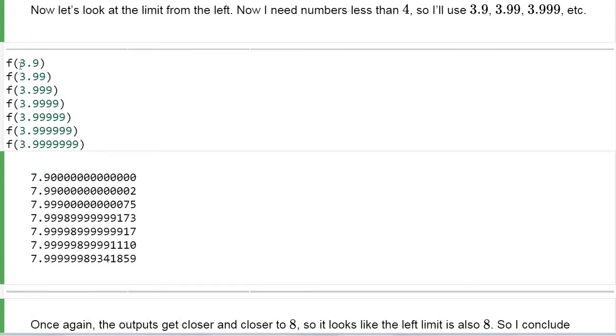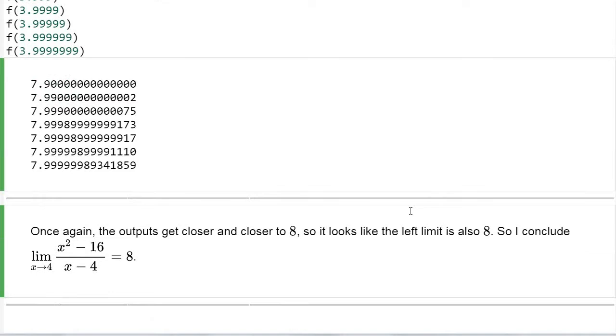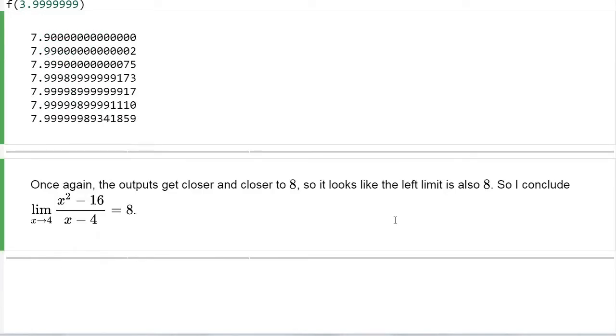But anyway, we have this list of numbers that approach 4 from below, and what happens to the output? 7.9, 7.99, so on. As you trace these numbers down, it looks like the outputs are getting closer and closer to 8. So I would conclude the limit is 8 from the left. So the limit was 8 from the right, it was 8 from the left, so I would conclude the limit is 8 as x approaches 4. Now that's, again, not a proof, but certainly suggestive numerical evidence.